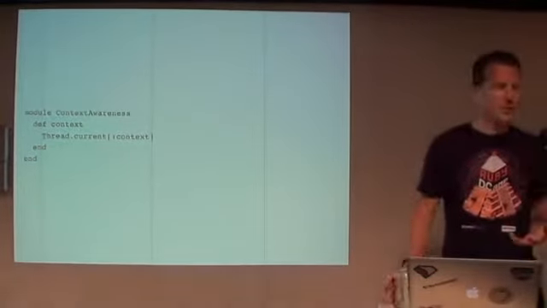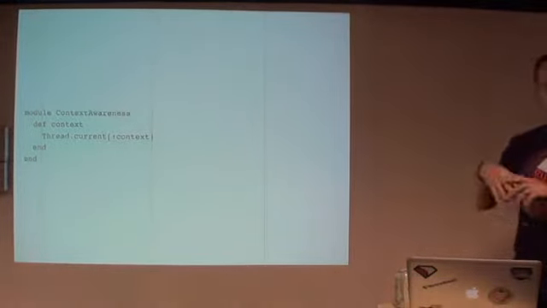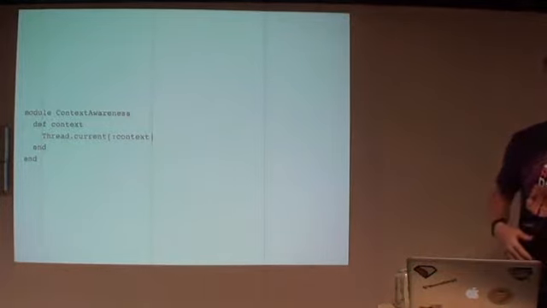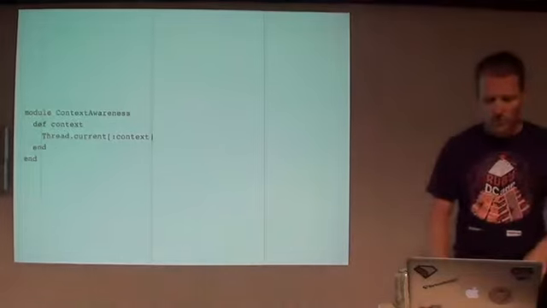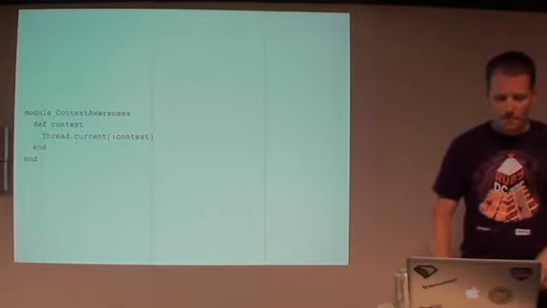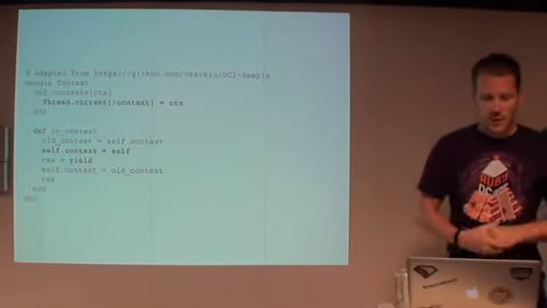And so we could take this module and include it in an object. It would now have a context method, and it would get this reference from Thread.current. So let's just store that in our heads for a second.